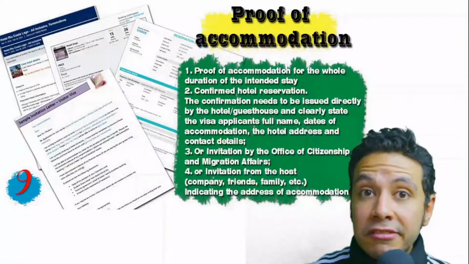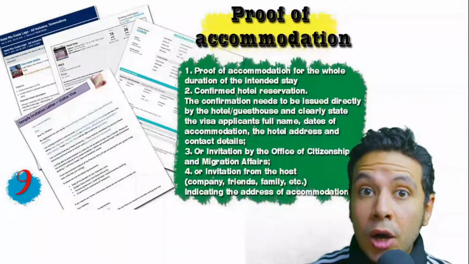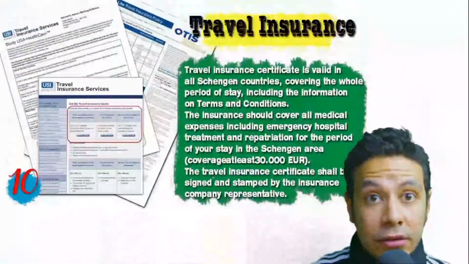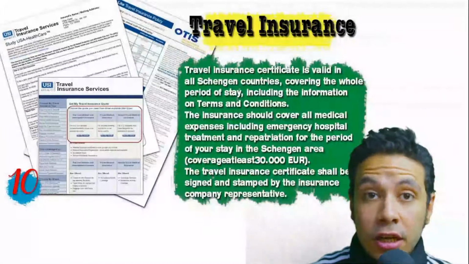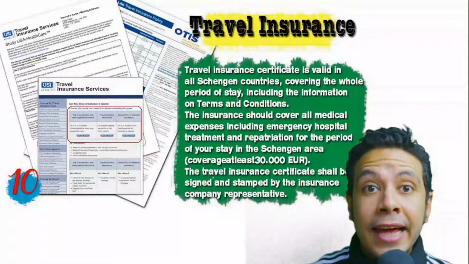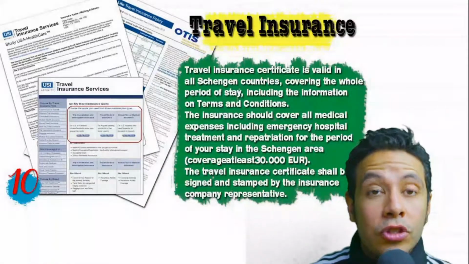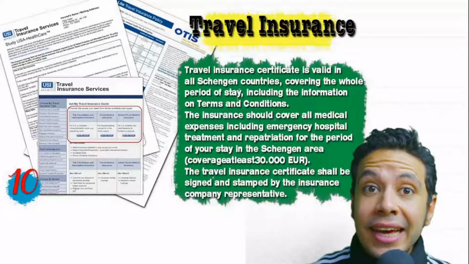But in case you are invited by a person, the letter of invitation should either be mailed directly to the embassy or be submitted by you, accompanied by a copy of the passport of that inviting person. Many countries, especially the Schengen area countries, also require you to provide travel insurance, and you have to be careful and apply through the companies that are officially accepted in these countries.